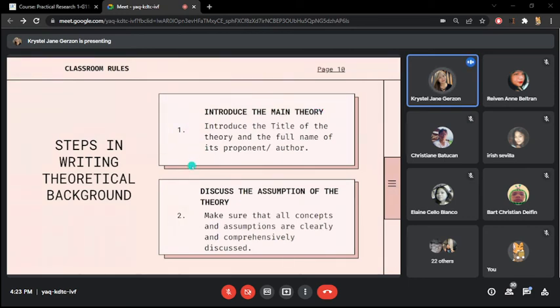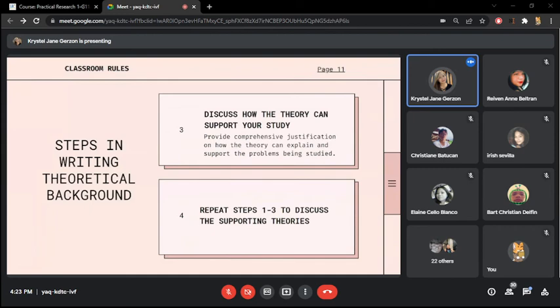So when you write your theoretical background, you have to discuss the assumption of the theory. You discuss its original assumption without applying it yet to the context of your study. For example, earlier I discussed behaviorism theory. I discussed purely what the assumption of behavioral theory is, without touching first on online game addiction. Once you have explained comprehensively the assumption of the theory, that's when you are going to discuss how the theory supports your study. Here you integrate or apply the theory to the context of your study.